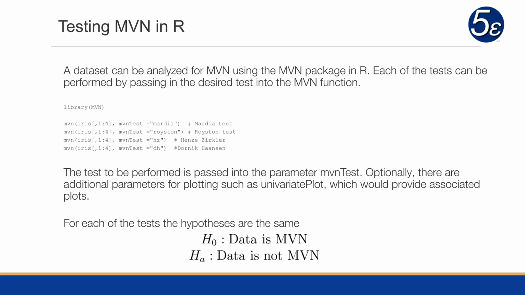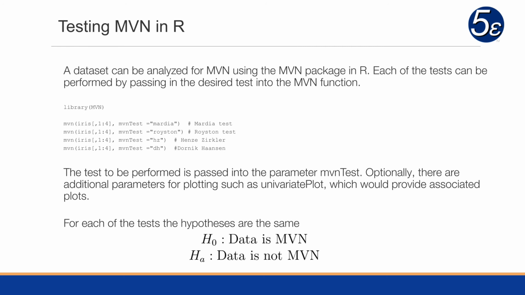We indicate the test that we want. So in the first example, we're passing the Mardia test. In the second case, we're passing Royston for the test. The next one, the Henze-Zirkler. And the fourth one, the Doornik-Hansen. So the test that's going to be performed is passed into the parameter called mvnTest. Now, there are some additional parameters for plotting, such as univariate plot and multivariate plot, which will provide some of the associated plots.